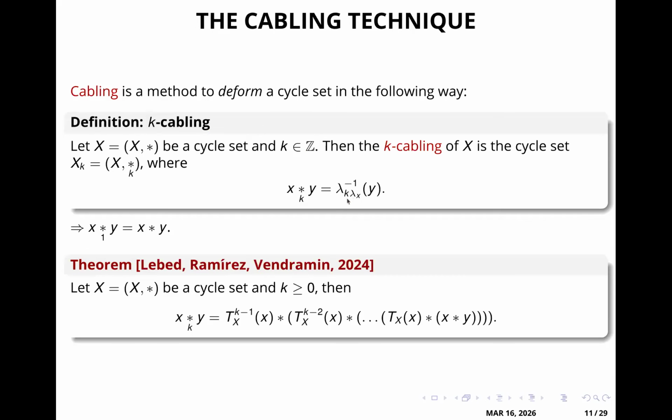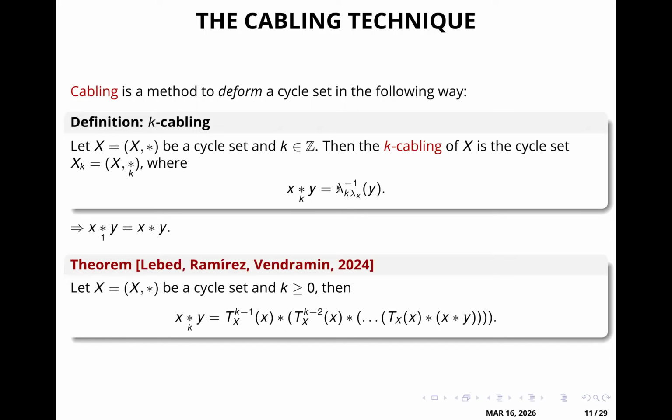So if we put, for example, k equal to 1, then we simply obtain our original cycle set structure. And it turns out that this deformation again leads us to a cycle set which is in general different from the original one. And now the problem is, of course, when we have a procedure to deform solutions, then we should be able to have some control over how it behaves.